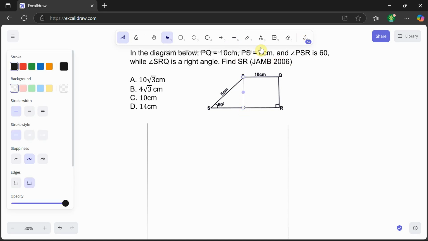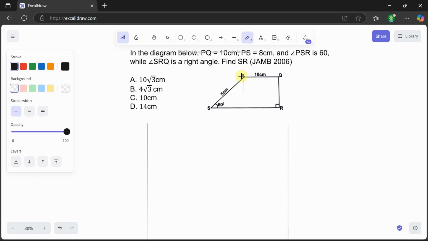Great. So you agree with me that if I draw this perpendicular line here, the distance from here to here will be the same as the distance from here to here, right? Because this is a right angle, this is a right angle. Here to here is the same distance. So this place here is 10 centimeters.